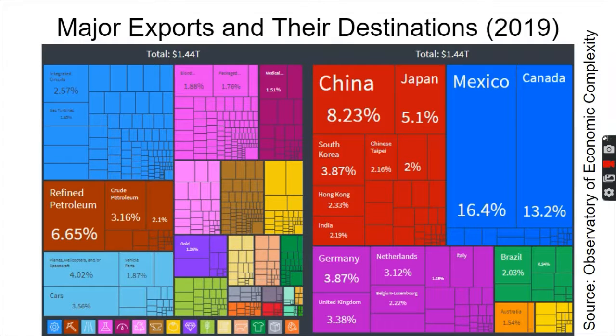So the U.S. also exports a lot of things that are our specialty, like refined petroleum, air and spacecraft, cars, crude petroleum, and integrated circuits. Mexico and Canada are our largest trading partners, again because of the NAFTA, but our goods kind of go everywhere.